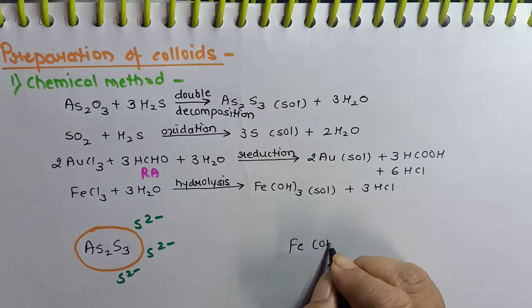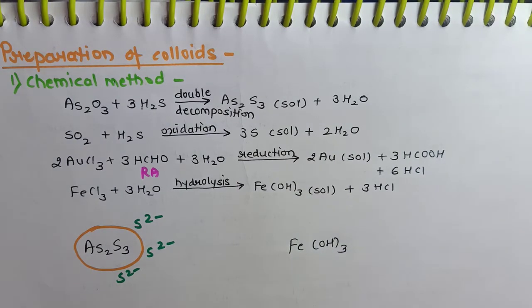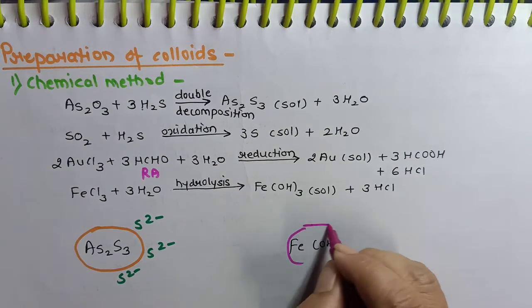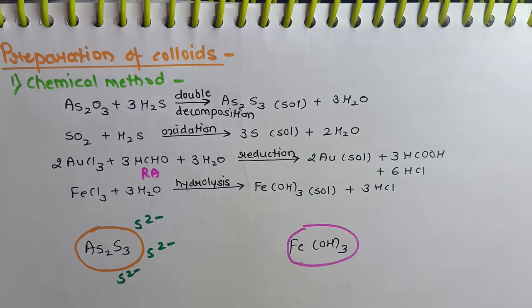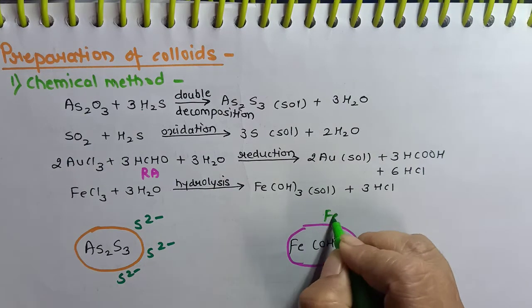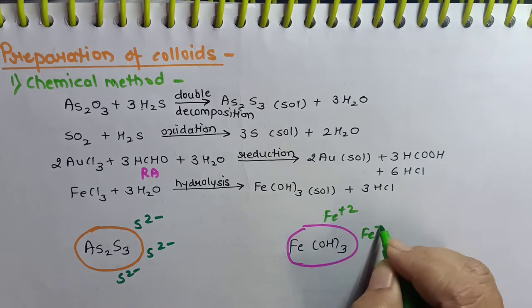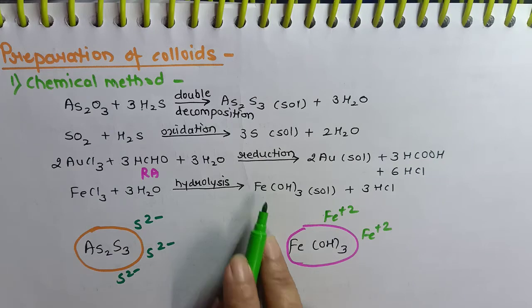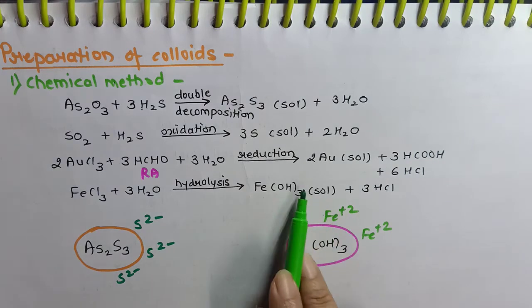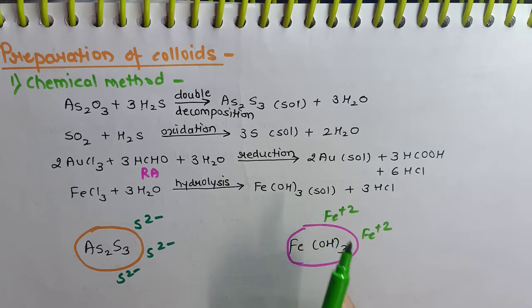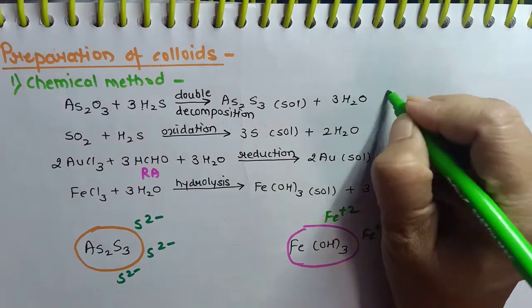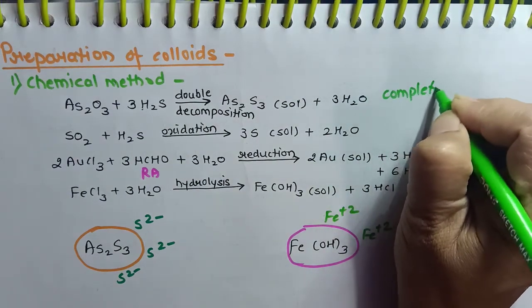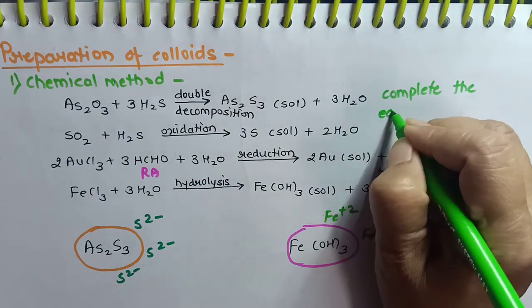Initially, we get the precipitate of ferric hydroxide. Now this ferric hydroxide precipitate will adsorb some Fe3+ from FeCl3, and as a result now it will get converted into sol. How the precipitate gets converted into sol, we will be studying in detail in the next method. Right now you have to learn these four reactions. These reactions are asked as complete the equation in your board exams.